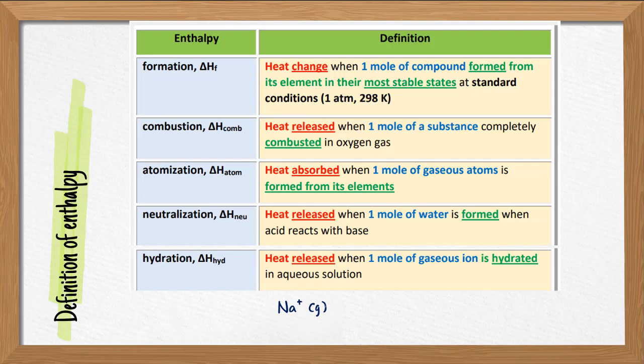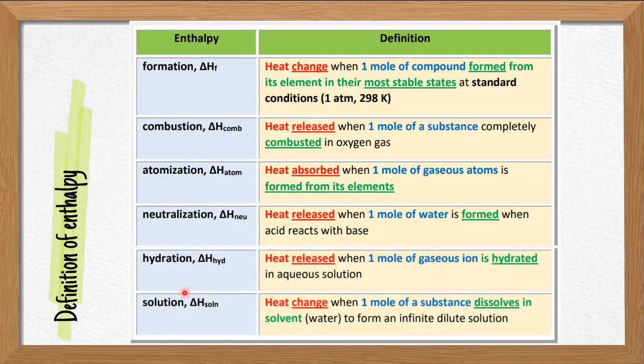So when this gaseous sodium ion is hydrated, it becomes an aqueous ion. Hydrated means it's surrounded with water molecules. Heat release, again, this is a negative sign. So in this case, we are focusing on the reactant. So 1 mole of gaseous ion is hydrated, and you are going to produce the aqueous ion.